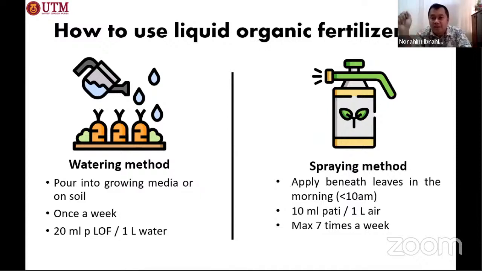The most important thing when you use the spraying method is to spray underneath, di bawah daun. Yeah, because that is where the nutrients are being absorbed. Kalau you semburkan atas daun, maybe not that much effect. Sebab pokok makan melalui lubang-lubang ataupun you call them stomata di bawah daun, right?